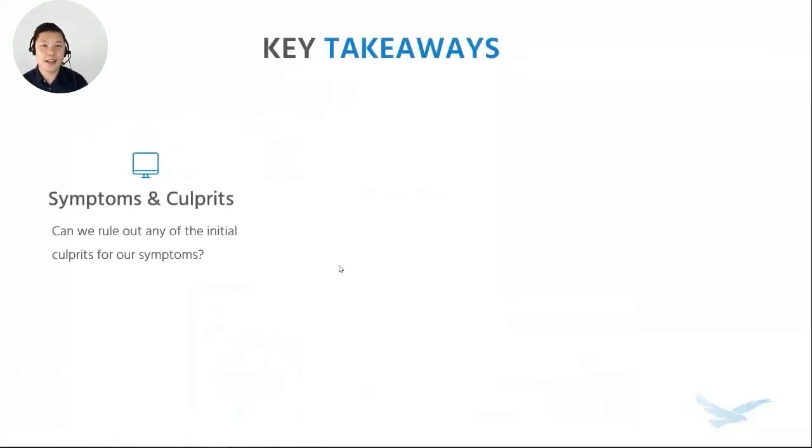Lots of information, right? Luckily, it's recorded. Key takeaways. What can we rule out? So when we look at our symptoms, those three, any initial culprits we can rule out, right? Working locally versus the network. Also our graphics card, graphics drivers, taking advantage of the graphics pipeline, right?